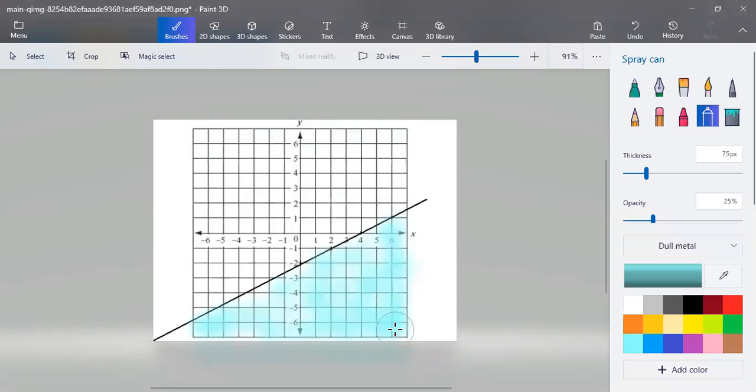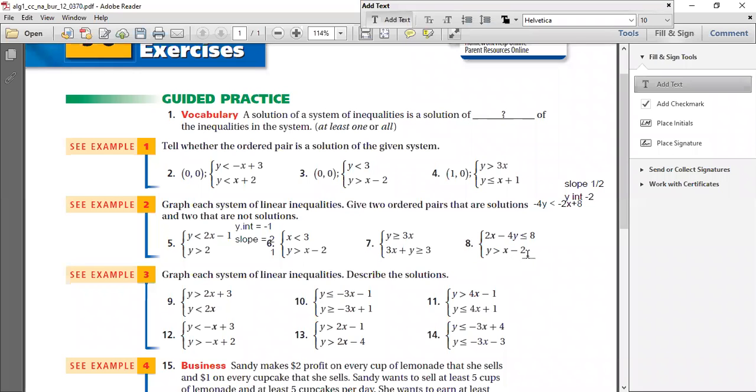So this part, this line is for y is less than or equal to 1/2x minus 2. Okay, now the next inequality was y is greater than x minus 2.